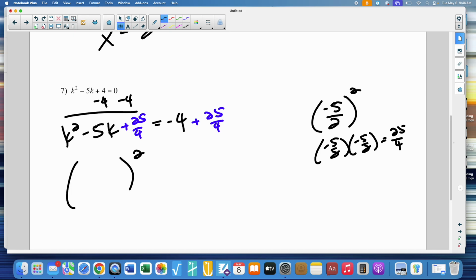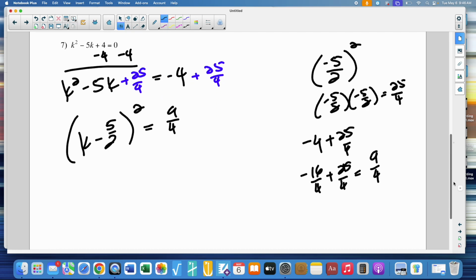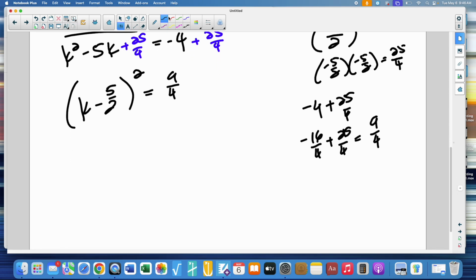Remember, my binomial square is k minus half of my b value equals, all right, we have negative 4 plus 25 fourths. Negative 4 is equal to negative 16 fourths plus 25 fourths gives us 9 fourths. So we get the quantity k minus 5 halves squared equals 9 fourths. We're going to take the square root of both sides.